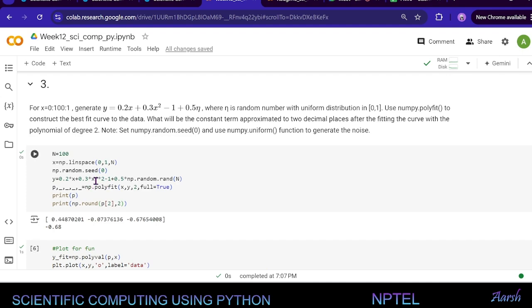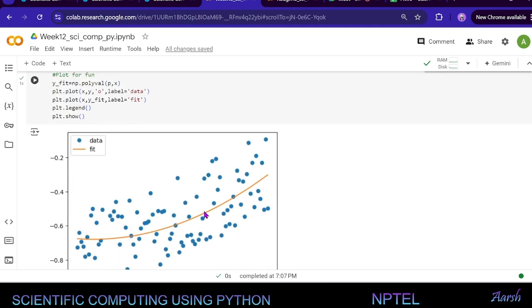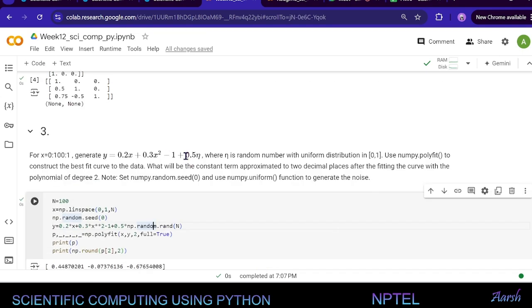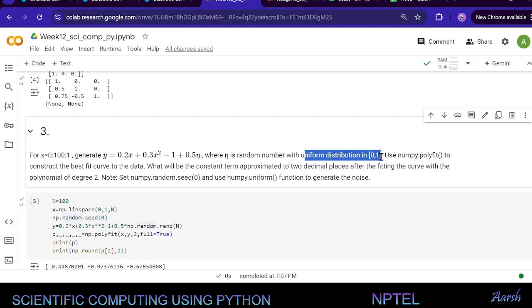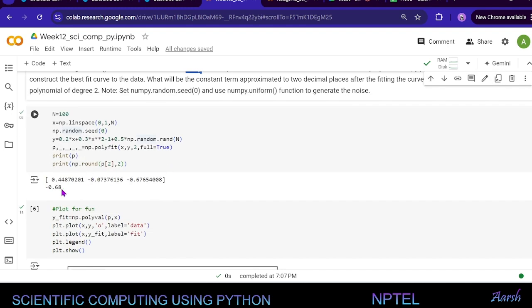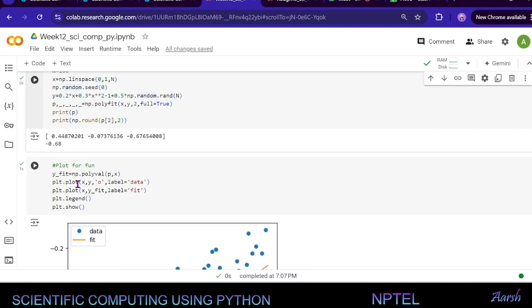The original polynomial was just quadratic, right? So and upwards. So it was something like this. But then we added lots of random numbers, which was 0.5 times some number between 0 to 1 with uniform distribution. So on average, this number would be 0.5, right? So on average, we are adding 0.5 times 0.5, which is 0.25. So this coefficient should be close to minus 1 plus 0.25, which is minus 0.75. And this one is pretty close to that, not exact.